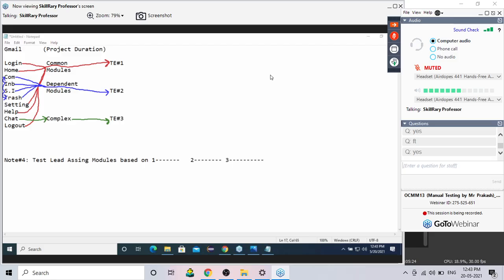Everyone is able to catch the teaching, guys. Everyone is able to catch the points. Easy, tough. Common modules, dependent modules, complex modules.